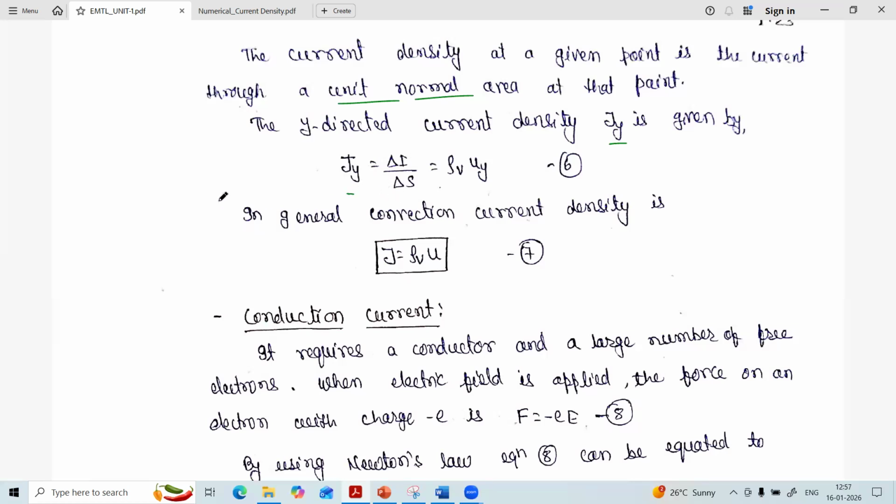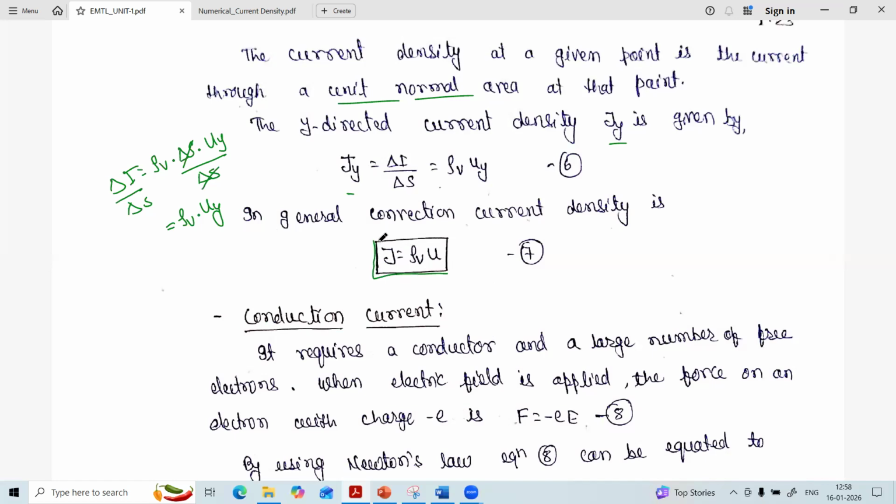And already we have seen the expression for del I. What do we have? Rho v into del S into uy. Now it is being divided by del S. So finally del S will be cancelled. What will we get here? Rho v into uy. So in general, this convection current density we can write as J equal to rho v into U.